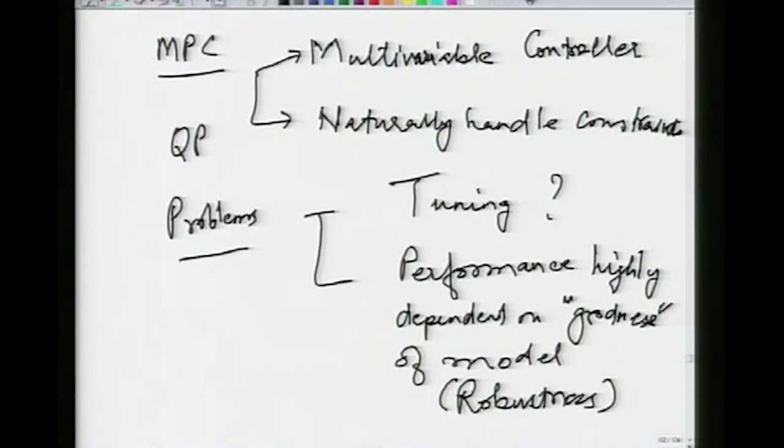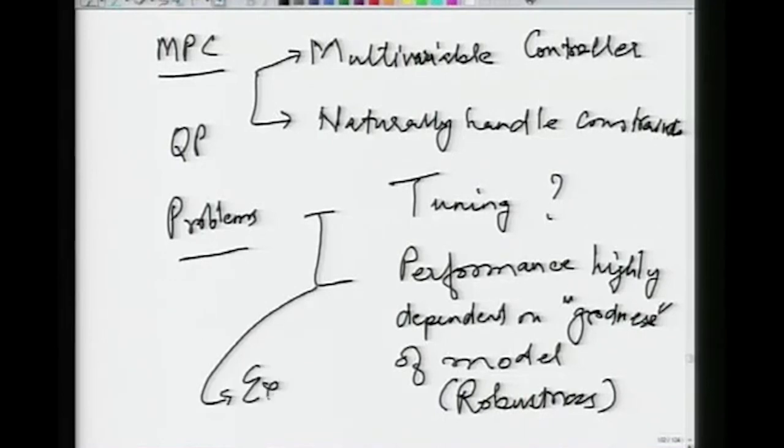Even if the process drifts, will your controller give reasonable control performance? That is the question. And of course, it is expensive. These are some of the problems. So, like I said before, since it is a truly multivariable controller, in multivariable applications in particular, tightness of control will be really good compared to decentralized PI type of controllers.